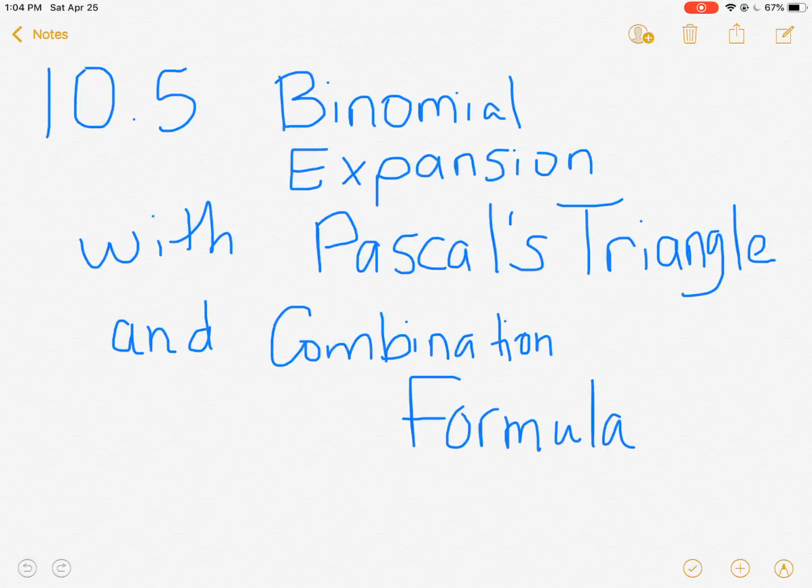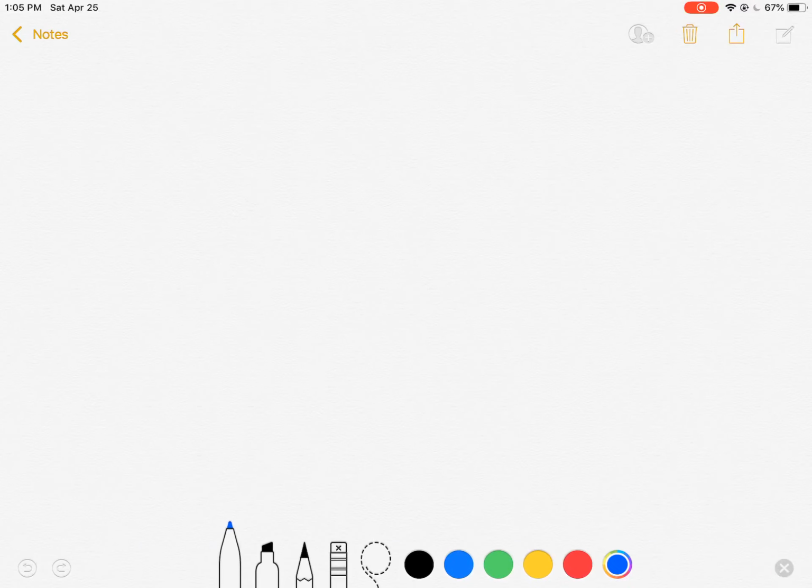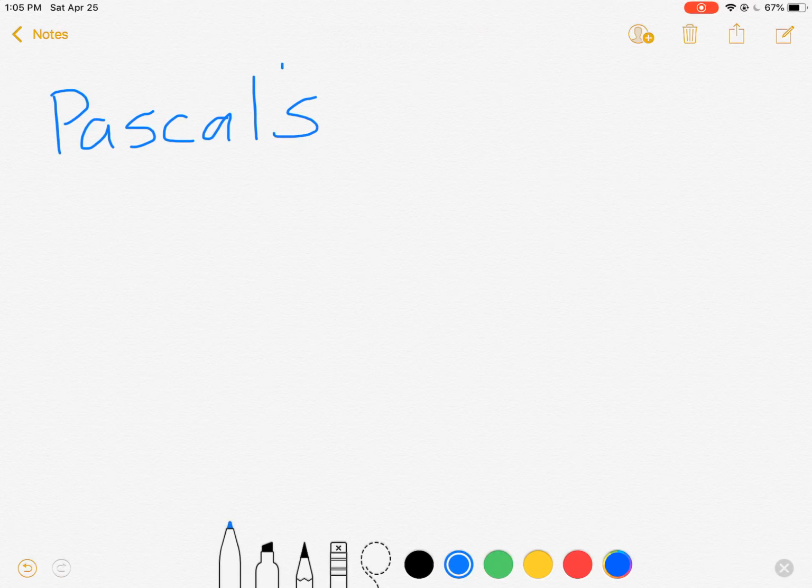Pre-cal students, today we're going to go over our last section in Unit 10, and it'll be in 10.5, page 628, Binomial Expansion with Pascal's Triangle and Combination Formula. So let's start off looking at Pascal's Triangle. The reason this is fitting in this unit is because Pascal's Triangle is full of patterns, and we'll use those patterns to expand binomials.